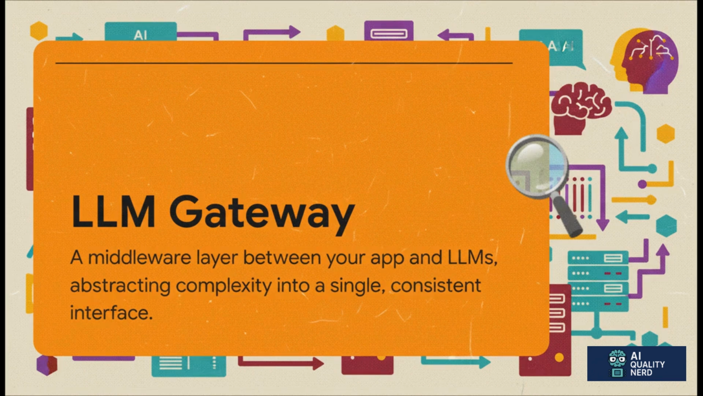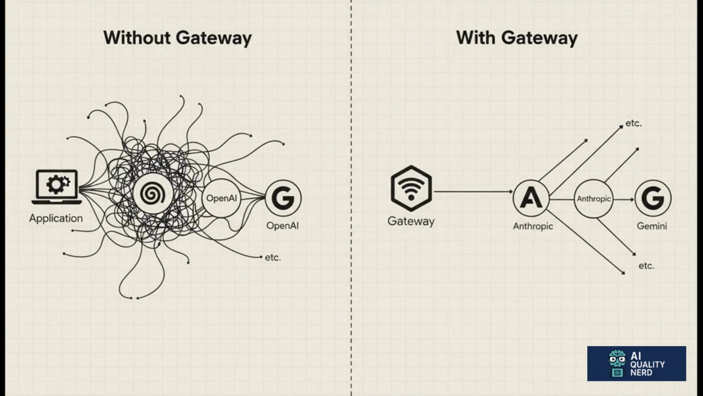And what's so cool about this, when you see it laid out, is just how clean your architecture becomes. Your application only needs to talk to one place, the gateway. That's it. The gateway then takes on the really hard job of routing, translating, and managing every single interaction with all those different LLM providers on the back end.